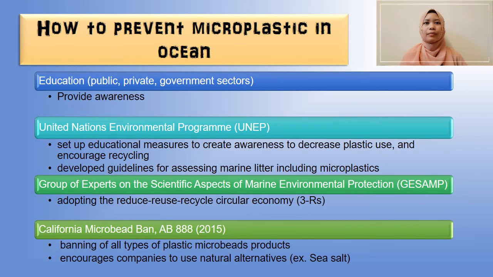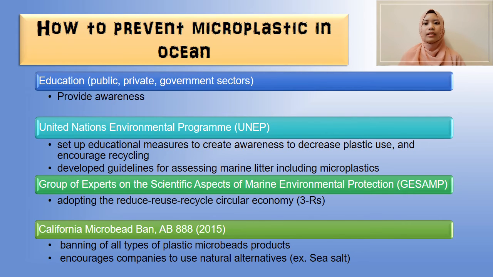Next is how to prevent microplastic in the ocean. First one is education through public, private and government sectors to provide the awareness of microplastic to the human community. And the second one is United Nations Environmental Programme, which is UNEP, to set up educational measures to create awareness to decrease plastic use and encourage recycling. They also will develop guidelines for assessing marine litter, including microplastic.